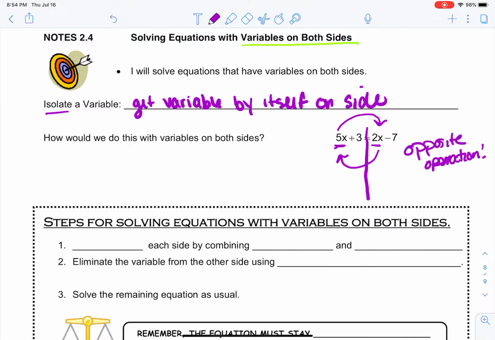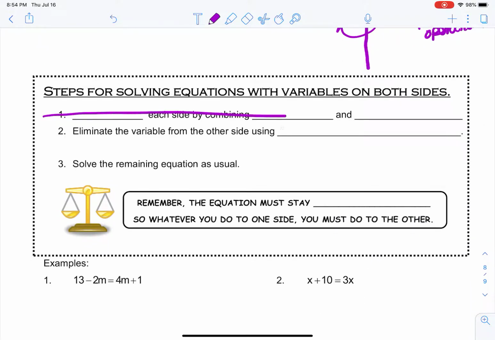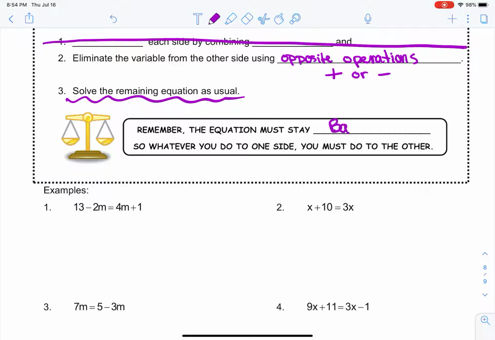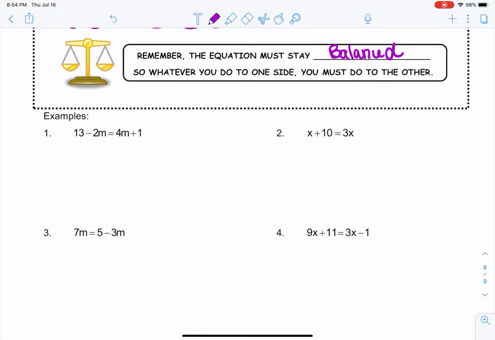Okay, so here are my steps. I'm going to hold off on example 1 because we're going to do that tomorrow. But we're going to start by eliminating the variable from one side of the equation using opposite operations. So if it's a positive 2x, you're going to subtract, and if it's a negative 2x, you're going to add. So it's always going to be plus or minus. And then everything else after you get those variables to one side is going to be exactly the same as what we've been doing, because we always have to remember to keep our equations balanced. All right, so really our first step is the only thing that's going to be different for us today.